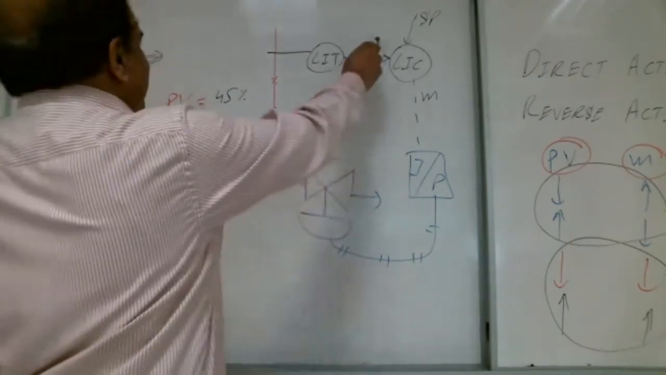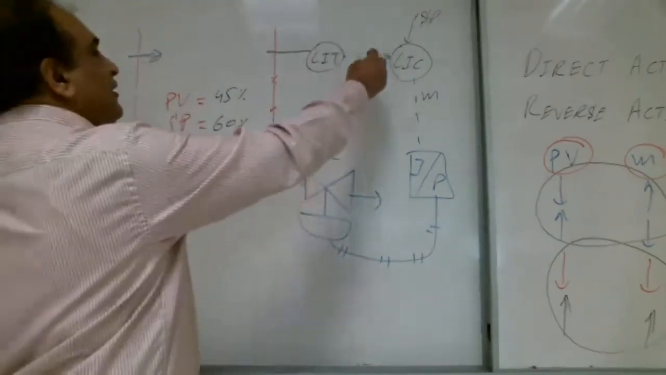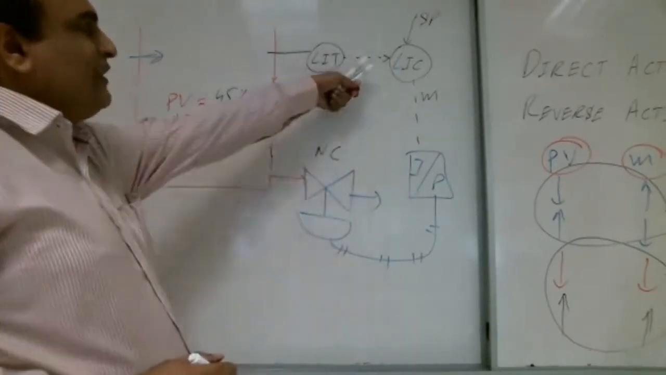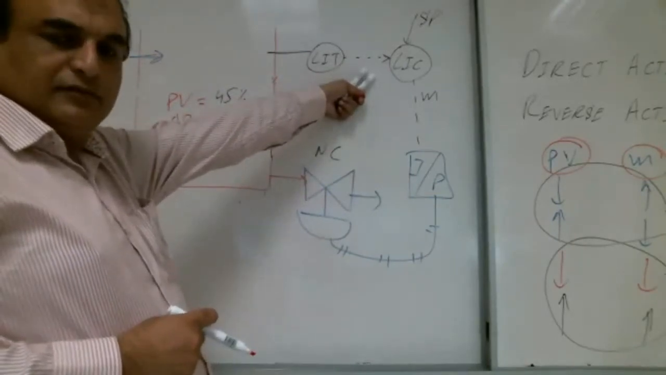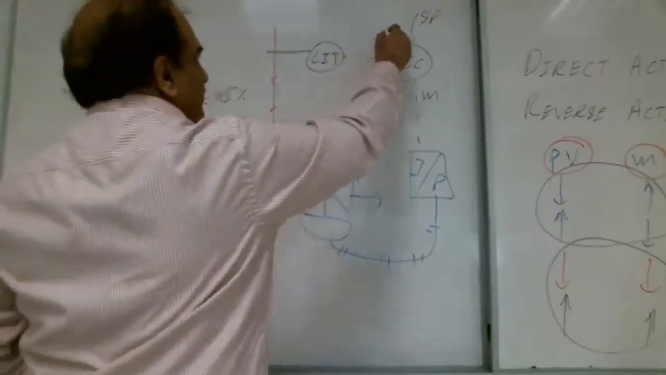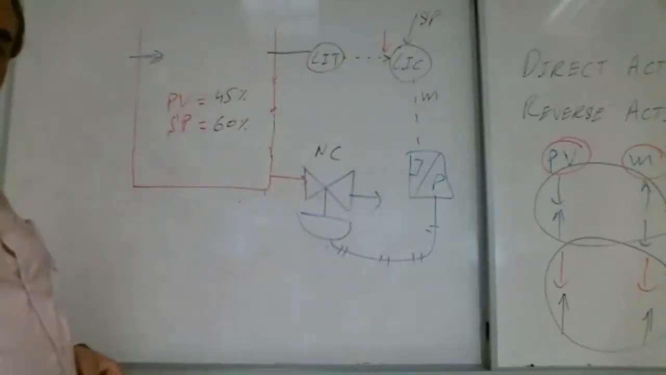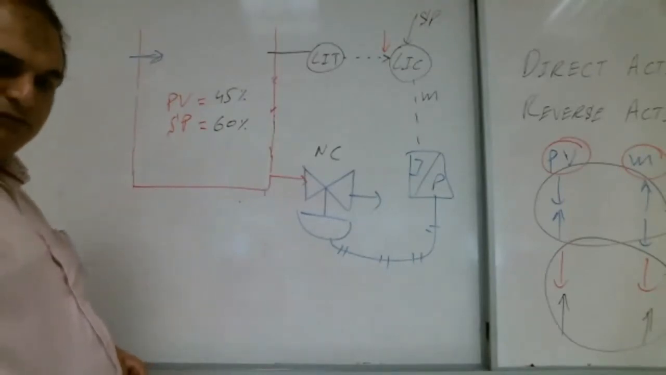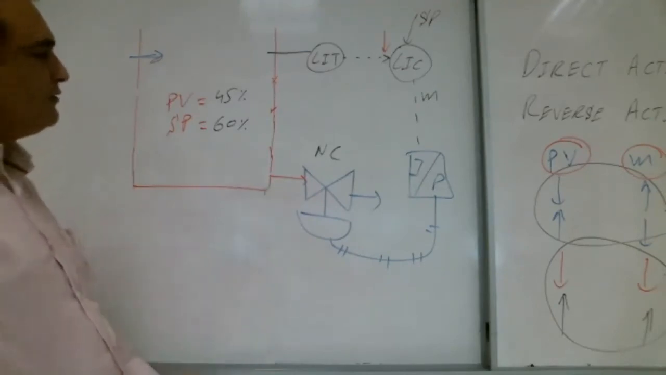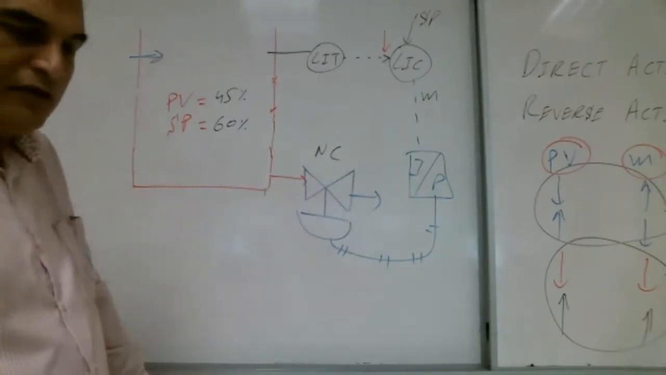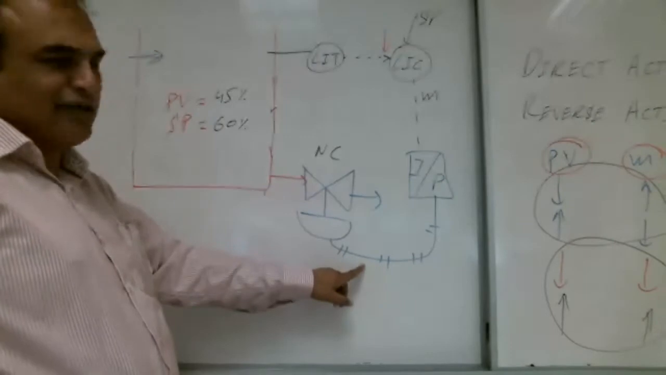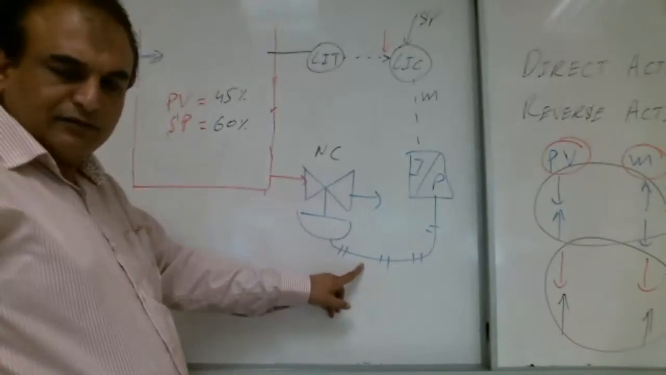Signal here, more than needed or less than needed? Because it is normally closed, we need signal. Less than needed, teacher. We need more than 60, and PV is 45, so less than needed. Do we need to open more or close more? Close more, teacher. So this is a normally closed valve. So should we remove the signal or increase the signal?